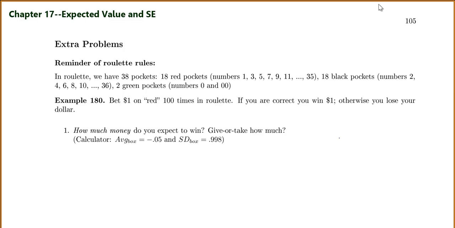So this is still chapter 17, which is expected value and standard error. And we're going to just review. So these are some extra problems to review. So first, a reminder of roulette rules so we can do our roulette problems.